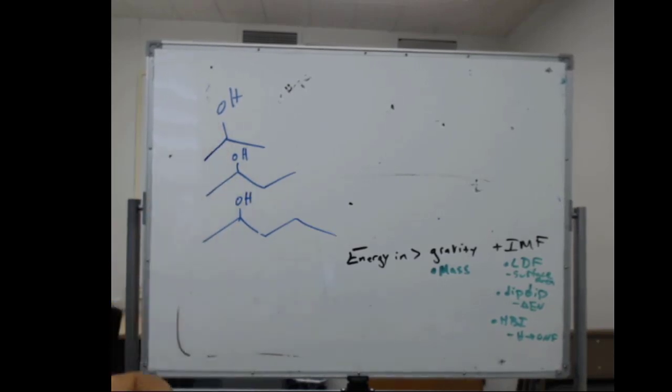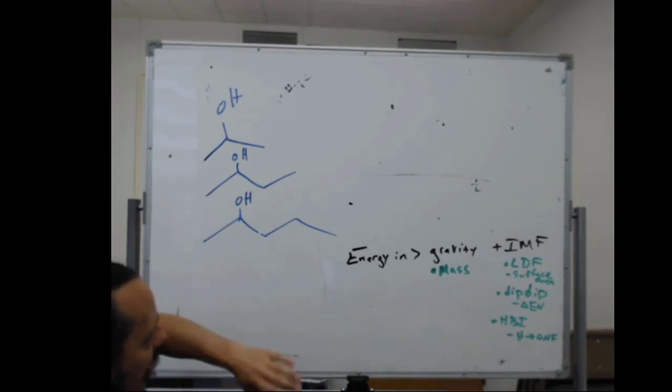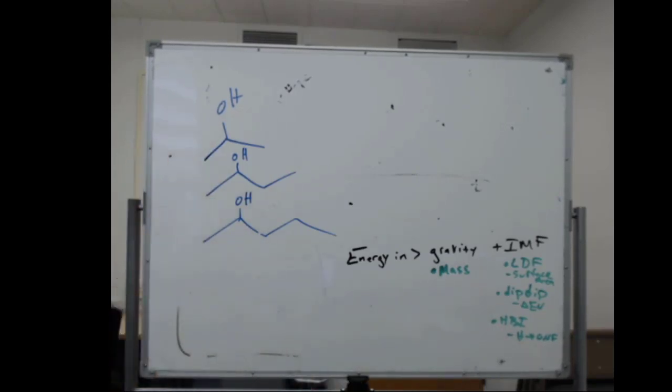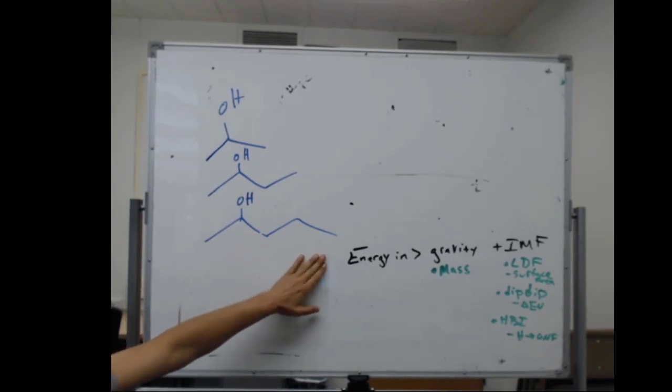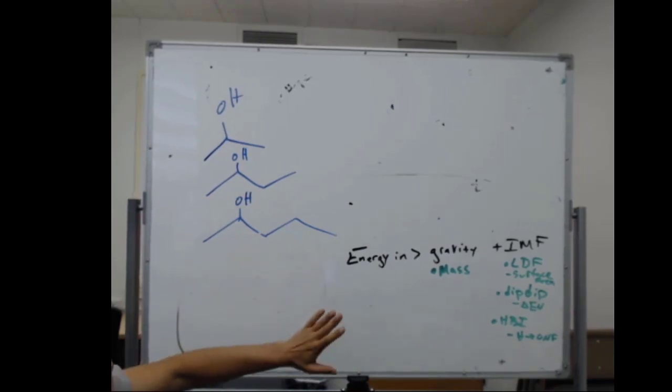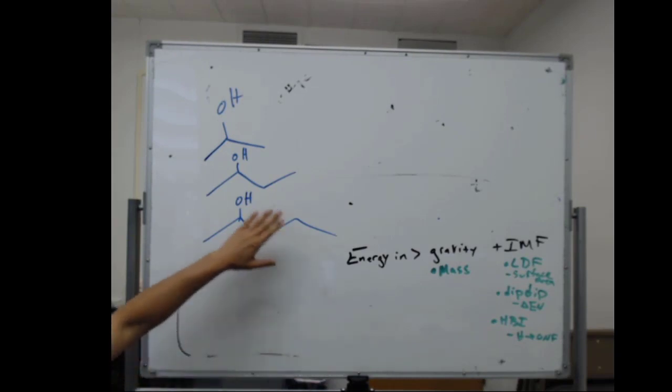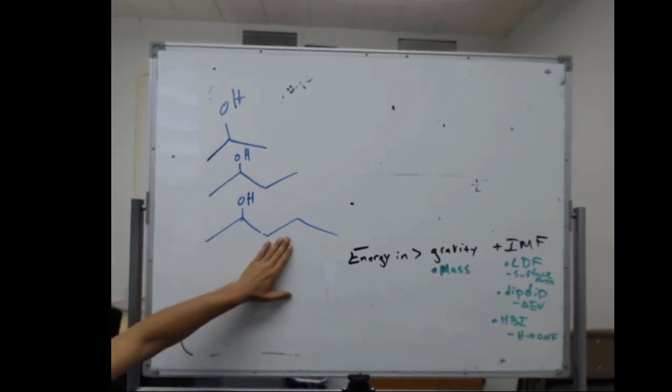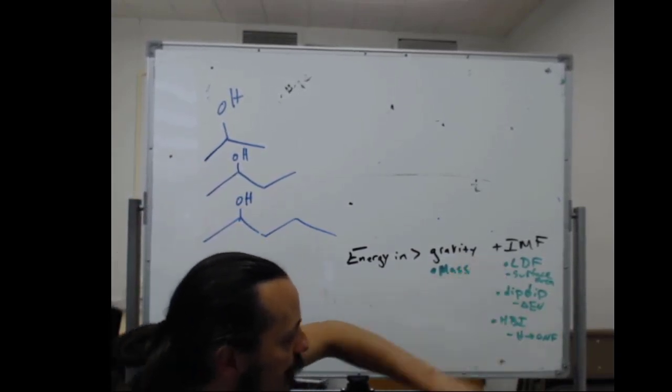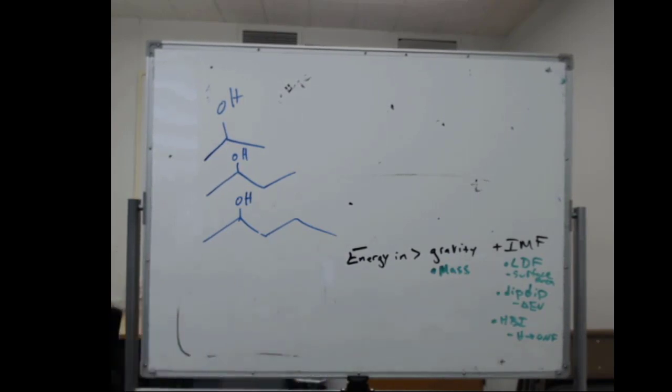Because they have the same functional group, the dipole-dipole and the hydrogen bonding interactions are going to be approximately the same between the three. So that's not going to have a huge effect. The gravitational effect is going to get larger as we add more carbons on. Also, as we increase the surface area, which generally follows with mass, but not perfectly, we're also going to have more London dispersion force from having that larger surface area.